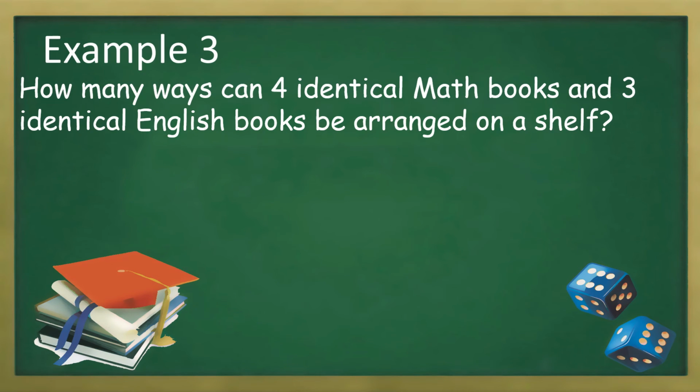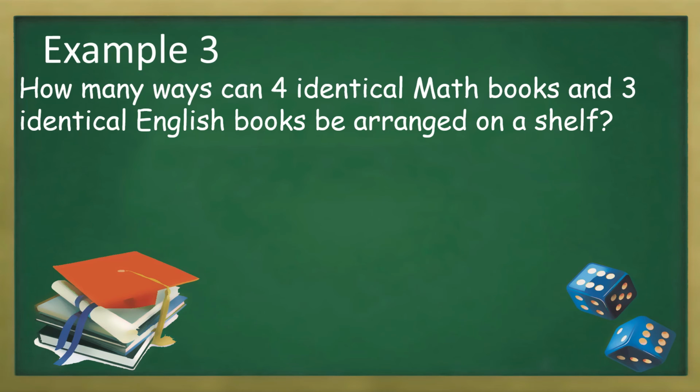So how many ways can 4 identical math books and 3 identical English books be arranged on a shelf? So the distinguishable permutation is not applicable only on letters. It is also applicable when you arrange identical objects. For example, you're going to arrange these 4 identical math books and 3 identical English books on a shelf.